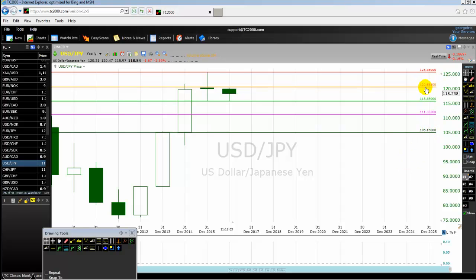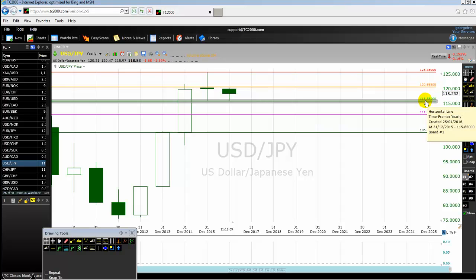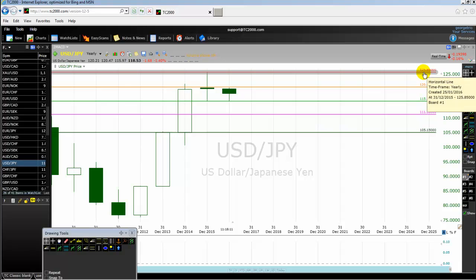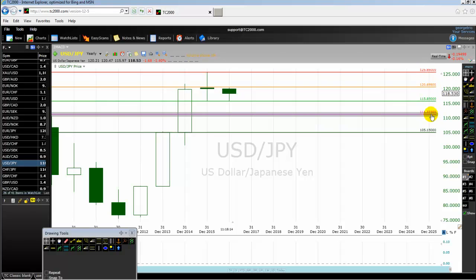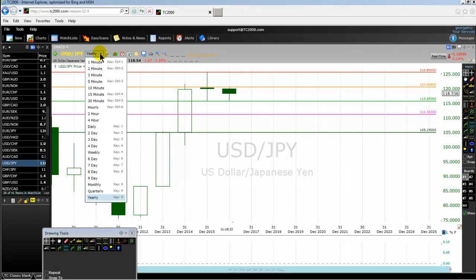First key level 12069, second key level 11585, third key level 12585, fourth key level 11133, and the fifth key level 10515. I want to show you something very fast on a daily chart.